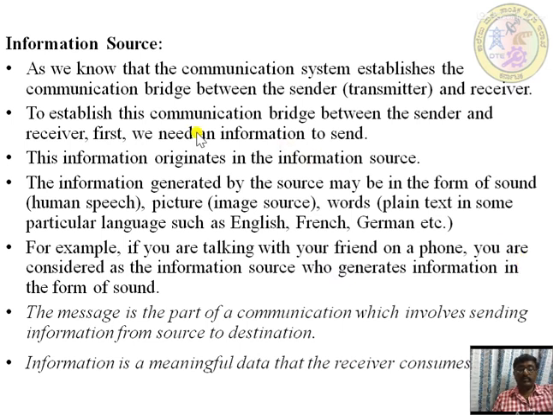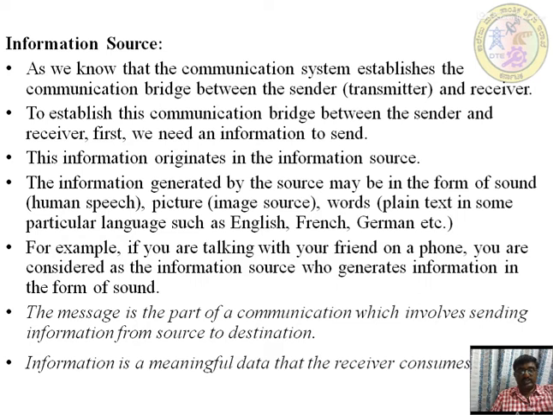Information source: as we know, the communication system establishes a communication bridge between the sender, transmitter, and the receiver. To establish this bridge between the sender and the receiver, first we need information to send. This information originates in the information source. The information generated by the source may be in the form of sound, human speech, picture, image, words, or plain text in a particular language such as French, German, or English. So it might be anything.